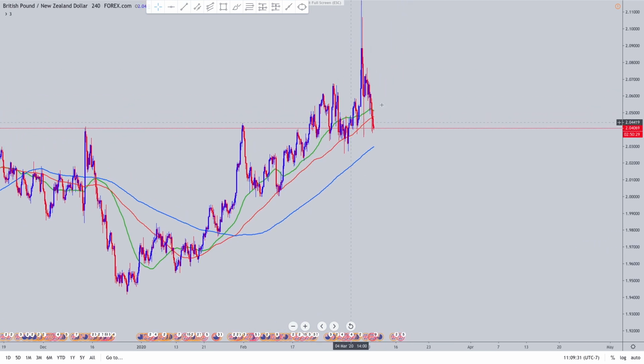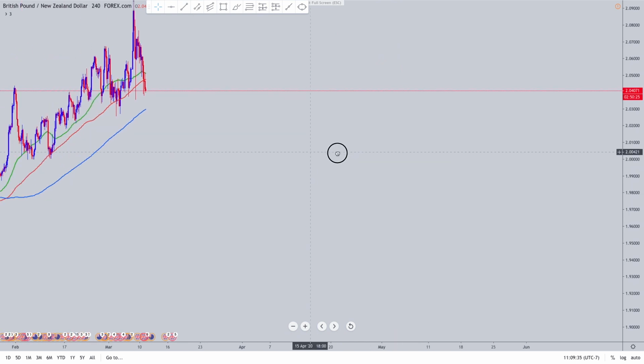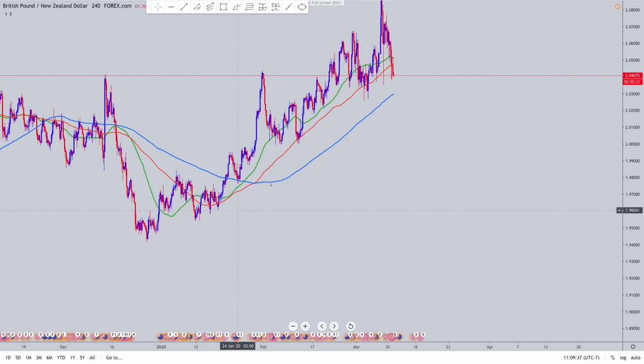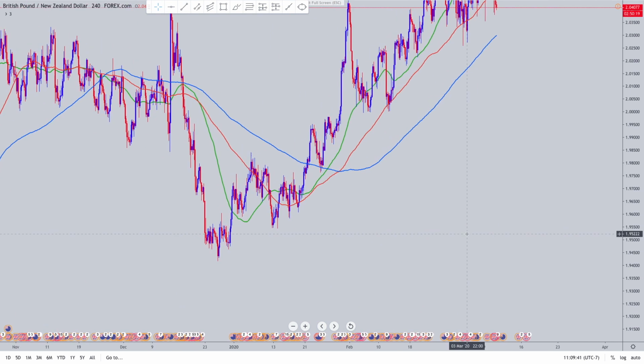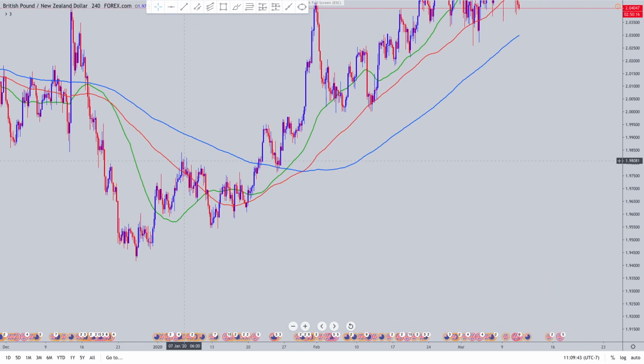I'm going to avoid this section just because it's been kind of ugly recently. So, okay, let's just go back to this area. Let's say it's starting to make higher highs, higher lows. And so, okay, it looks like a trend could be forming, right?